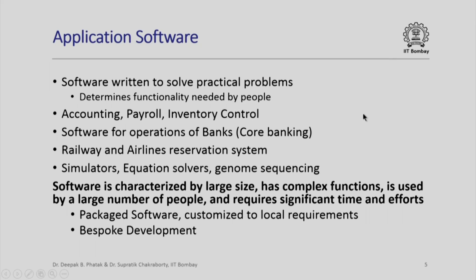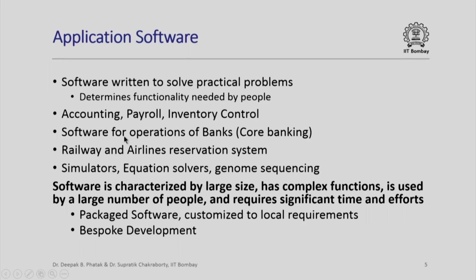While system software is the basis of everything that we do with computers, the main aim is to write programs which will solve practical problems, because these programs determine functionality needed by people. All such programs are collectively classified as application software. Some examples are accounting, payroll, inventory control. These are the traditional applications for which computers, by the way, were deployed from very early days.